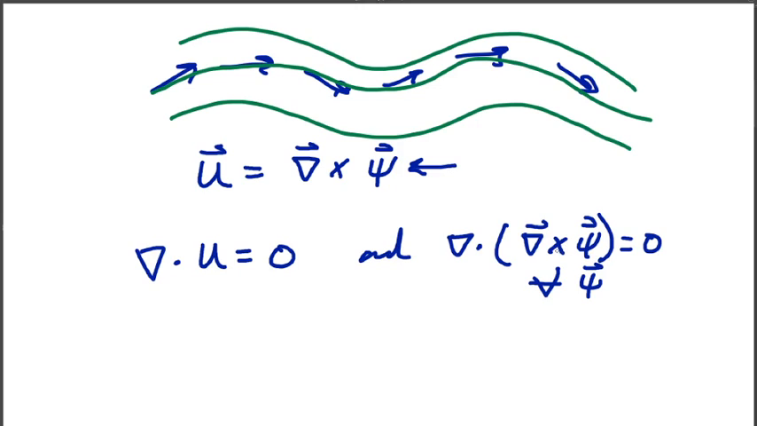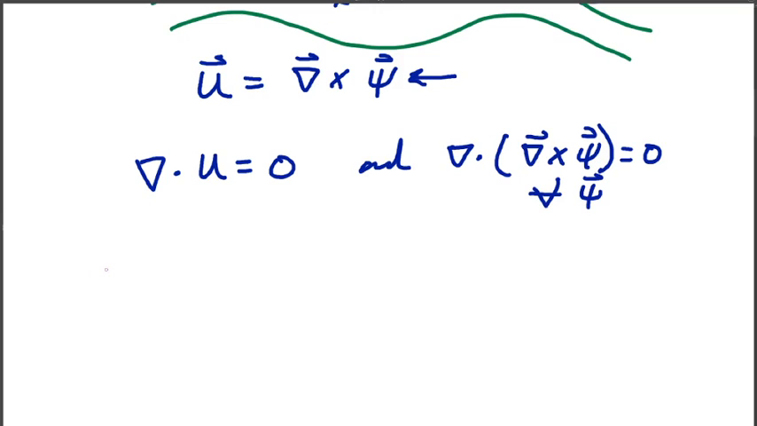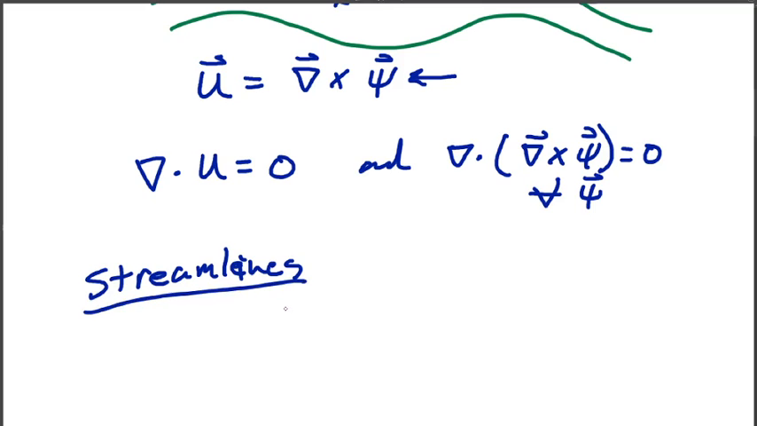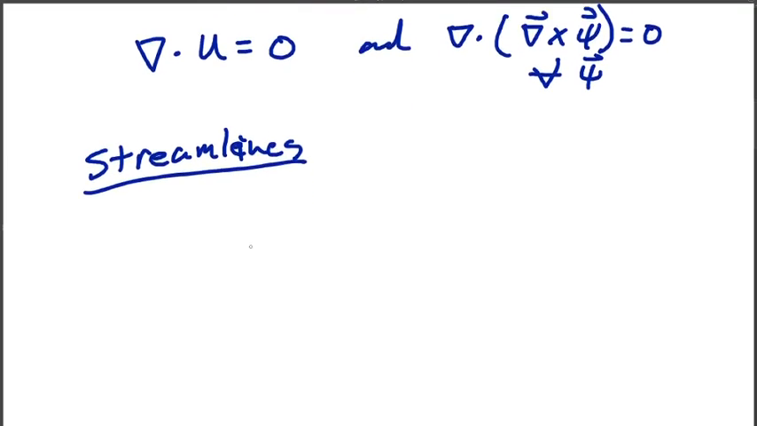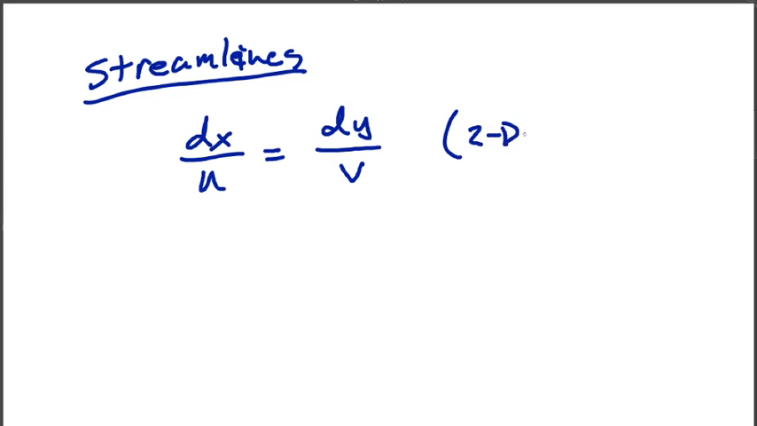How are these tied to streamlines? Well, let's come back to our streamlines, our green lines. These are the lines where the flow is everywhere tangent to them. And for streamlines, we noted before, and we're going to just note in 2D, the tangent relationship says that dx of the streamline divided by the velocity u is equal to dy of the streamline divided by the y component of the velocity v, and here we'll just consider 2D for simplicity.